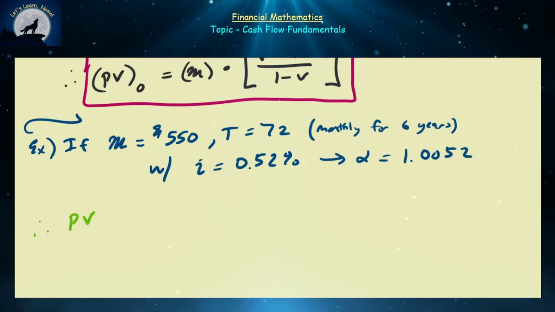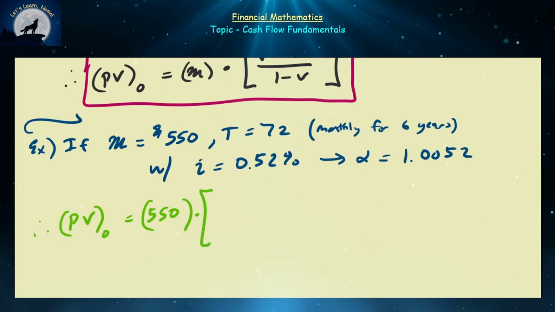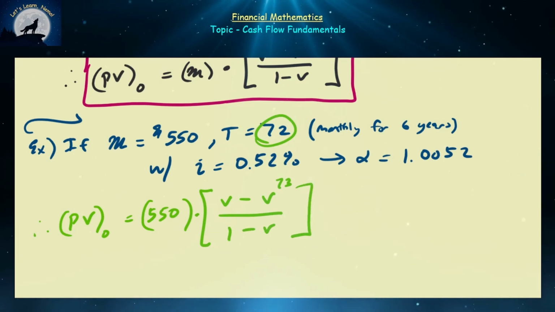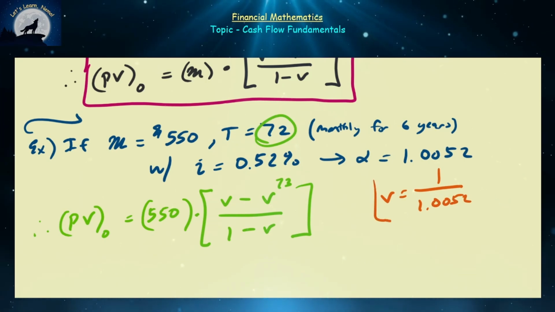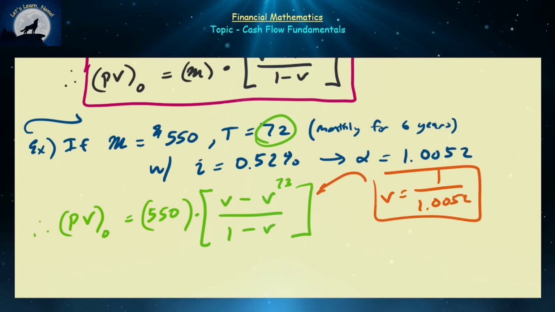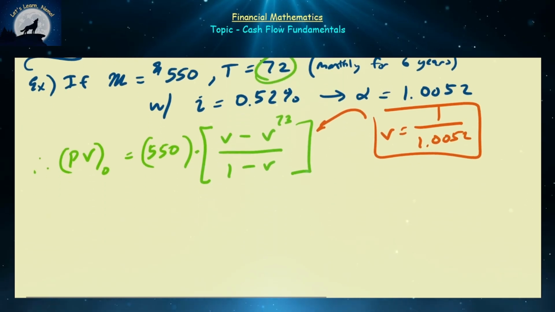If this is your particular structure, what would be the present value of all of those transactions? So PV_0 would be equal to what? Our value is going to be equal to 550, and then we're going to multiply this by nu minus nu to the power of 1 more than 72, that's 73, all over 1 minus nu. And keep in mind, what is nu? Nu is going to be equal to 1 over alpha, 1 over 1.0052.